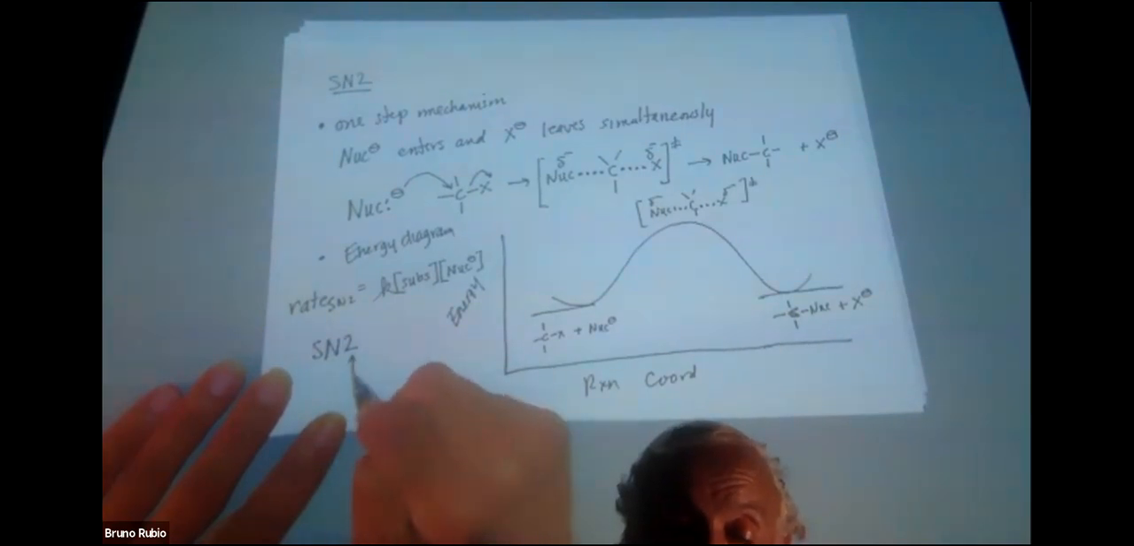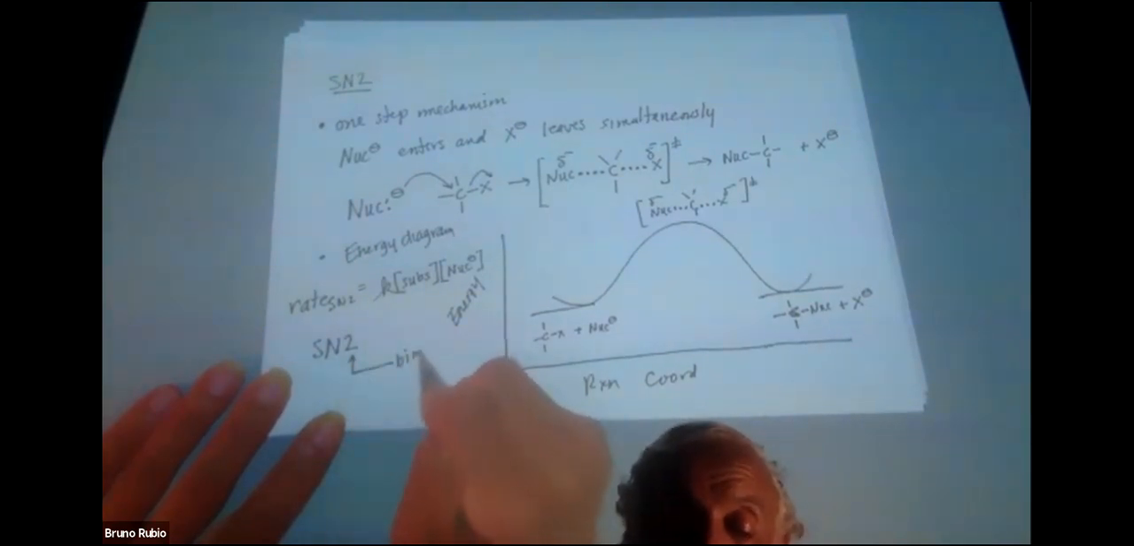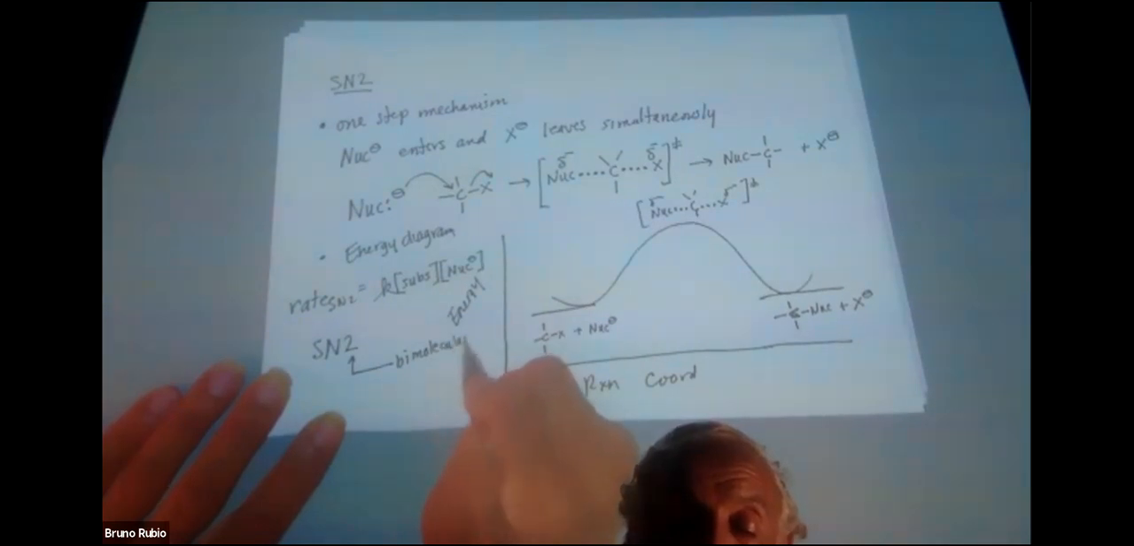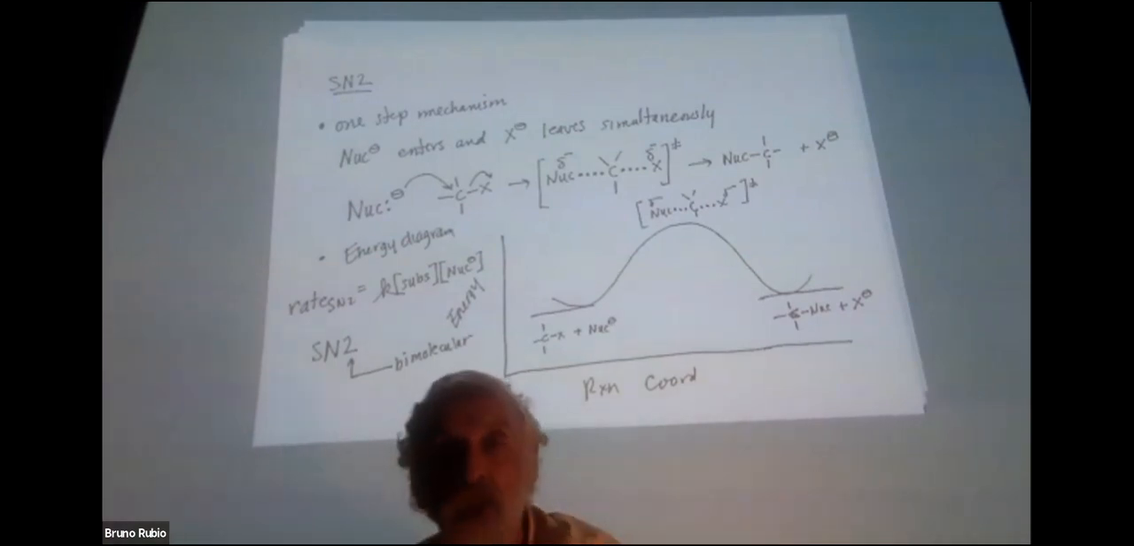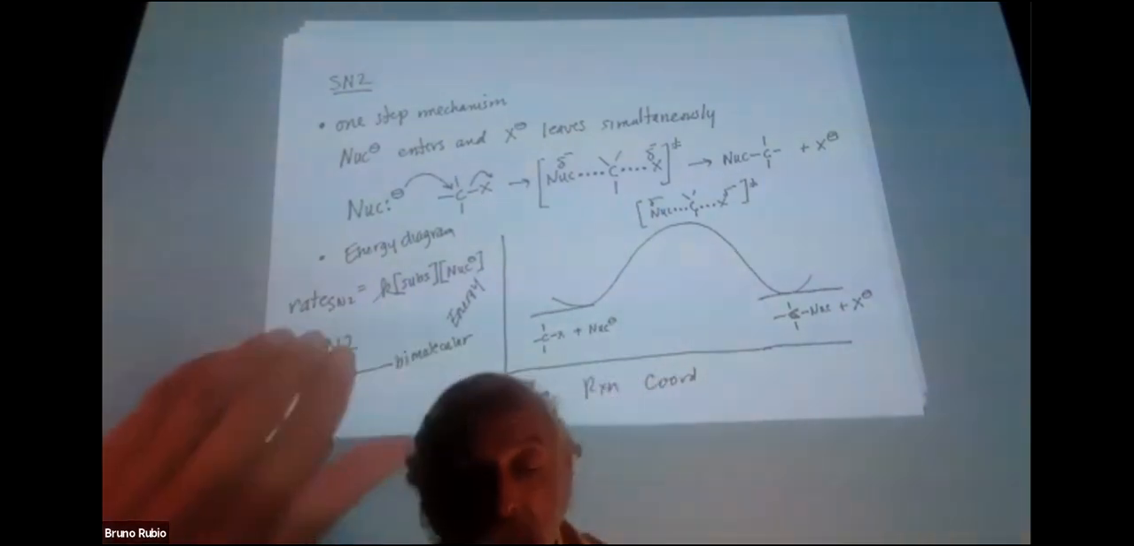This 2 means that the reaction is bimolecular, meaning that two things, a nucleophile and a substrate, have to get together. The S means substitution, the N means nucleophilic. So that explains where the name SN2 comes from. The most important thing about SN2 is that it's a one-step mechanism. That one-step mechanism has several implications and ramifications, which I'm going to get into after my break.